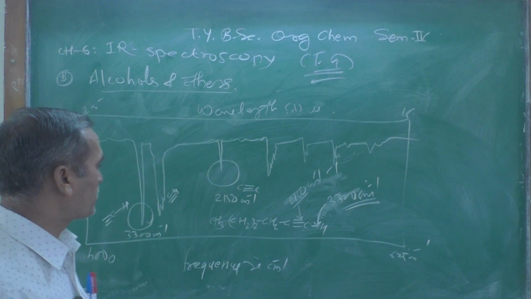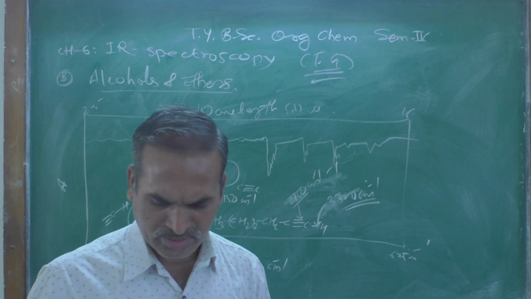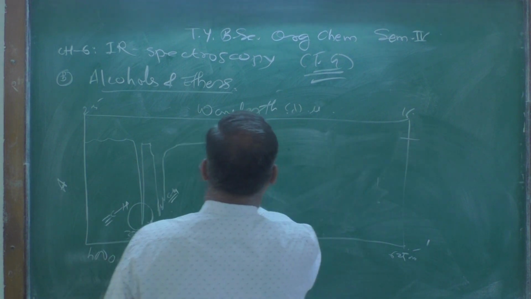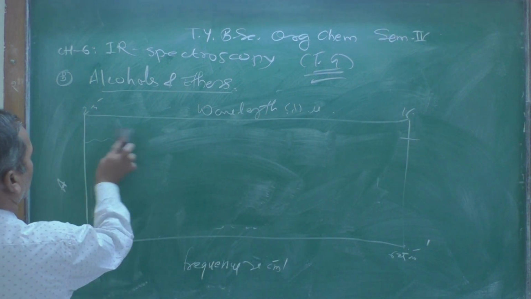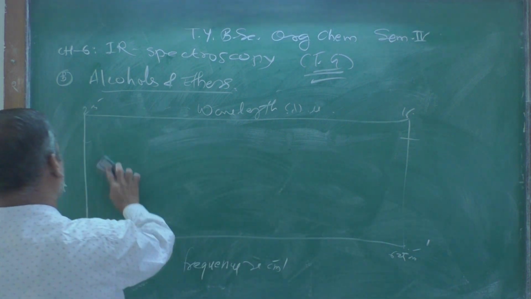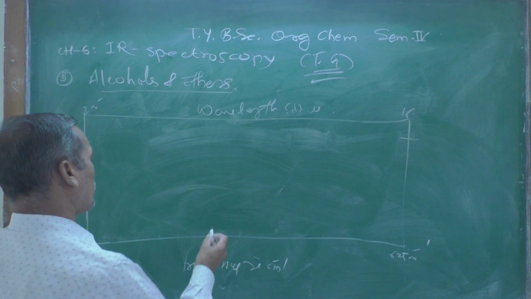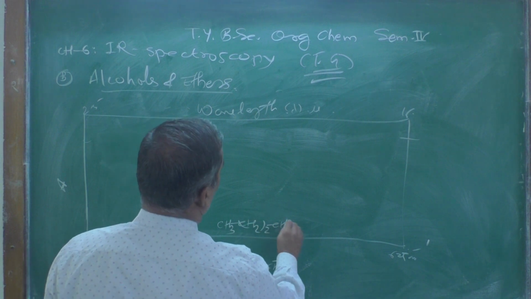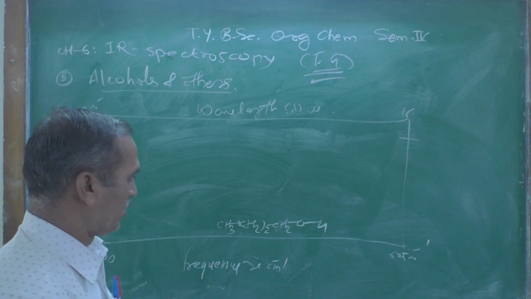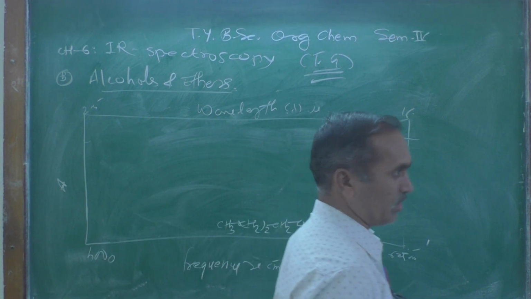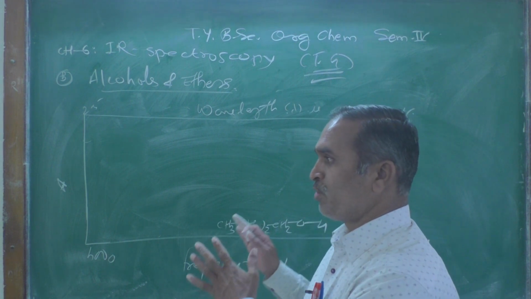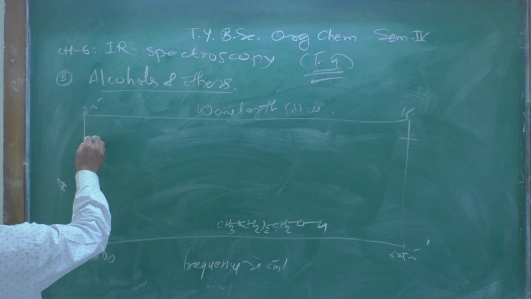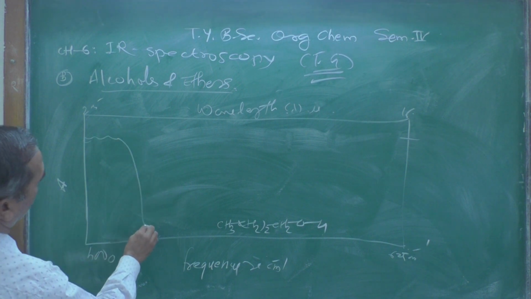Now let us see another one, which is for n-butanol. Suppose we have a compound like this, CH3, CH2 twice, CH2OH, a general compound n-butanol. Let us see how n-butanol produces the signal. Let's see the spectra, which you can see very clearly here.